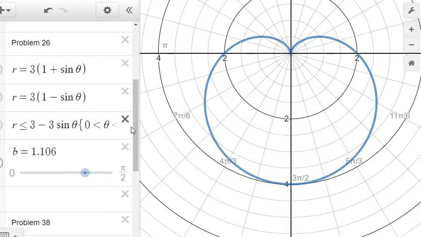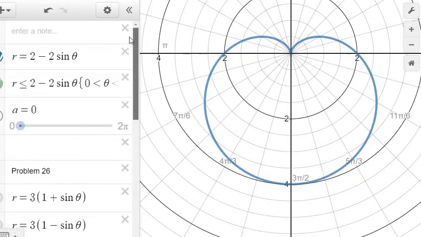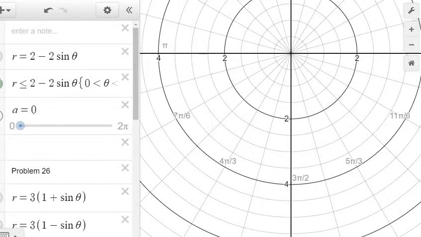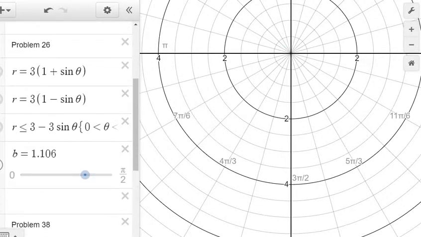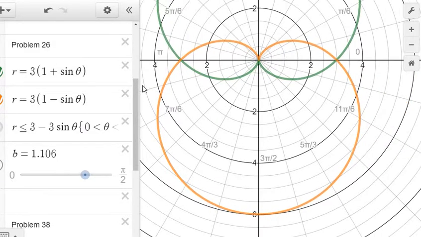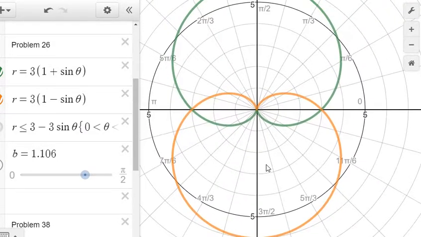Move up to problem number 26. So let me ditch those and move to problem number 26. Again, you've got a couple cardioids. Let me zoom out a little bit. Want to try and find the area bounded between these two cardioids. Now, that's going to pose yet a different challenge. The area bounded between these two cardioids, I don't know.